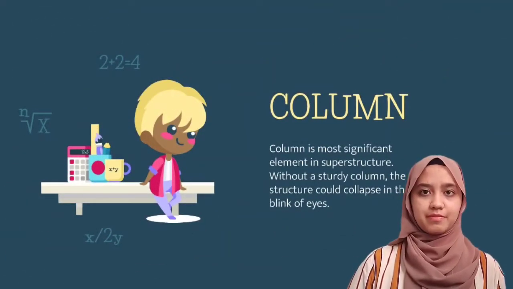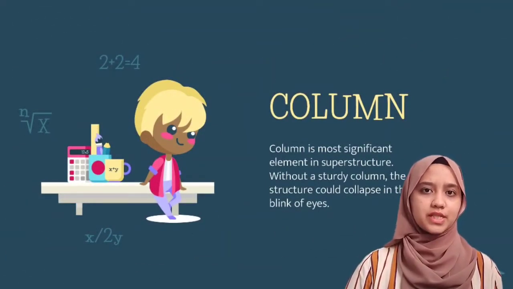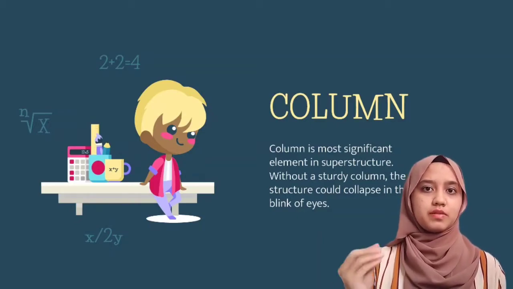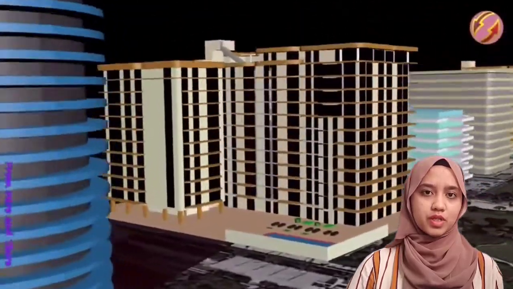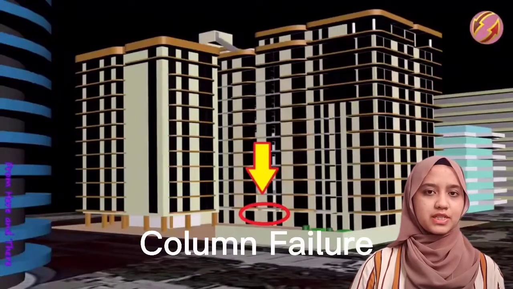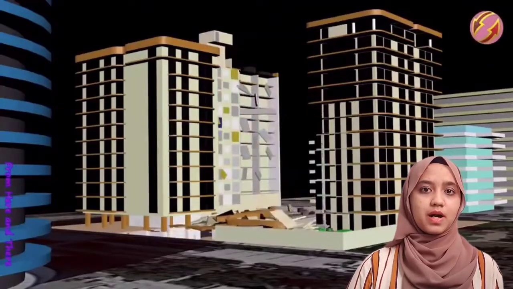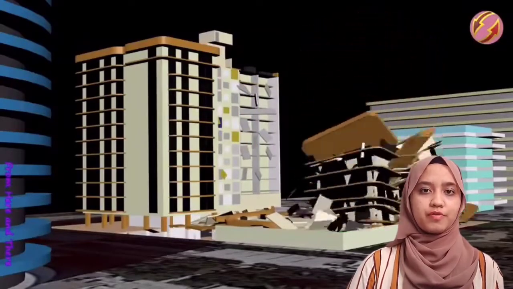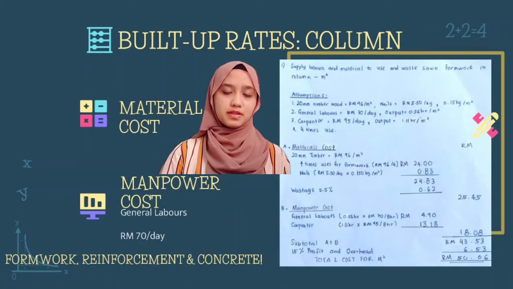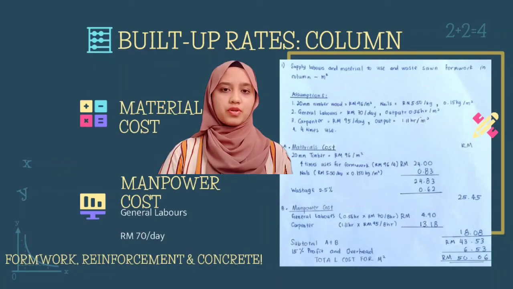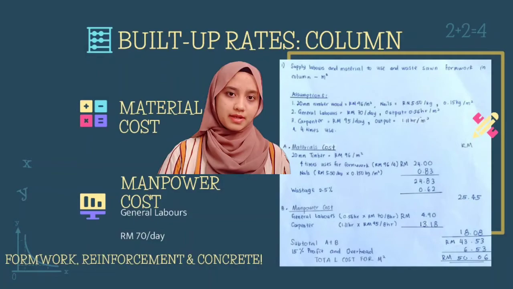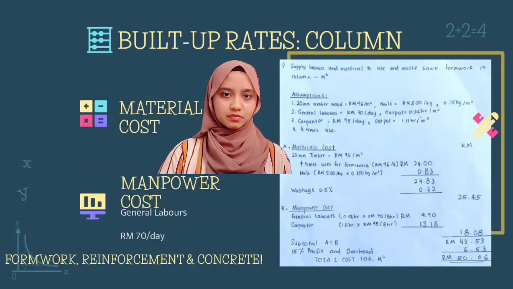For the construction element, I will explain the build-up rates of column, drainage and window. First of all, column is the most significant element in superstructure. Without a sturdy column, the structure could collapse in a blink of an eye. The columns are built by using two types of reinforcement bar, which is 12 mm diameter high tensile steel, and one more is 6 mm diameter high tensile steel as a link that is embedded in the concrete column.